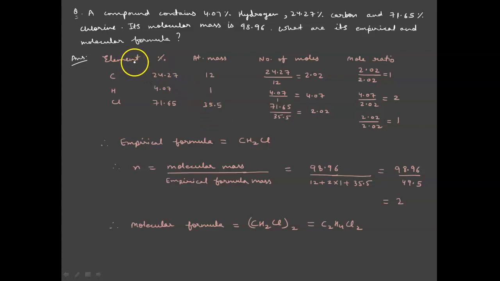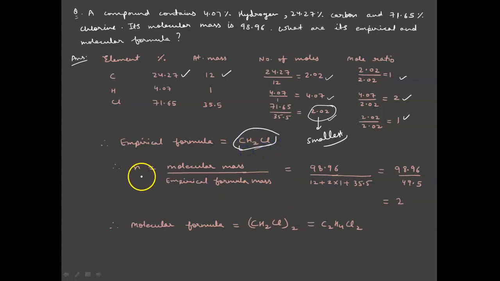So writing the same table: element, percent, atomic mass, number of moles, mole ratio and simplest ratio. C, H, Cl: this is 24.27, this is 4.07, this is 71.65. For atomic masses, this is 12, 1, 35.5. On dividing, this is mass, this is molar mass. We get the moles 2.02, 4.07 and again 2.02. Now on dividing by the smallest value, we get the mole ratio 1 to 2 to 1 and the empirical formula is CH2Cl.